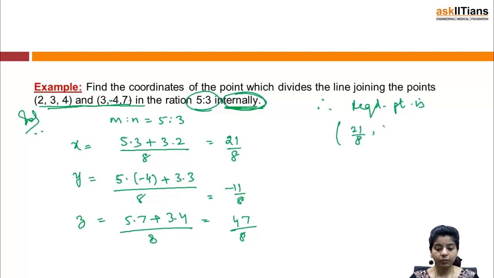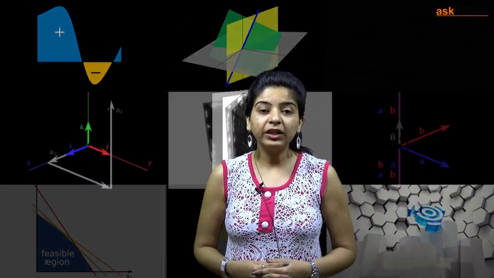Therefore, the required point is 21 by 8. You can just write it in the form of a tuple, 21 by 8, minus 11 by 8 and 47 by 8, right. So just see, again we have just applied the section formula, and that was quite simple. The only thing that you need to take care of is whether it's internally or externally, because the formula changes in both the cases. So this is the required answer. I hope you must have understood the distance formula as well as the section formula, both internally and externally.